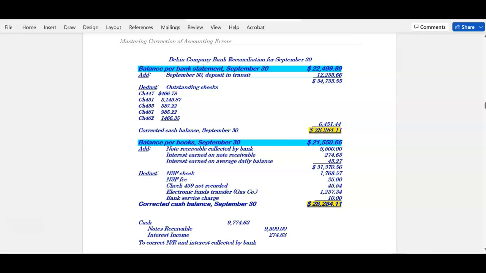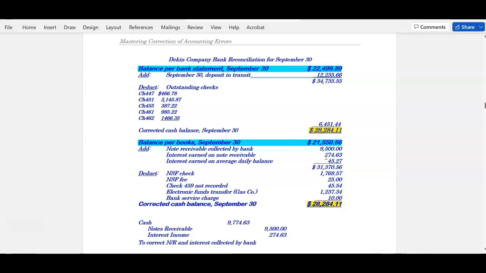So balance per bank statement says you have this much, but your book says you have that much with a dollar sign. Then you add, deduct. So whatever, like deposit in transit, remember, $12,235.66, that has to be added. Okay. And outstanding checks, whatever you have highlighted with red, those need to be deducted. So by doing that, you have updated balance per bank. And you put a dollar sign, double line.